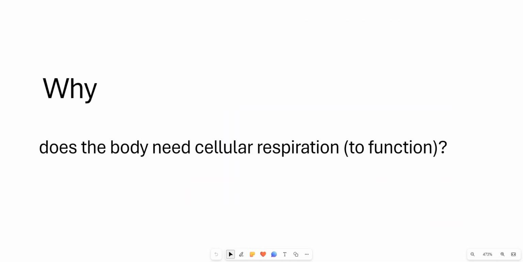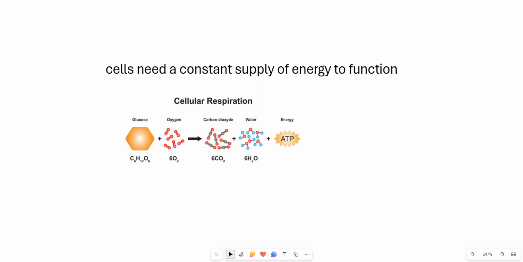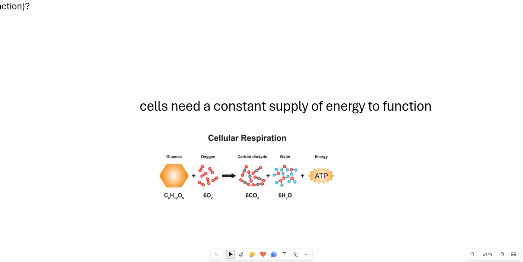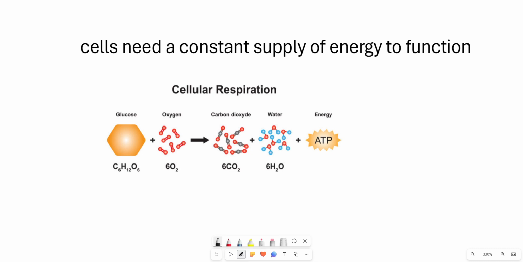Now, it's important to be able to explain why. Why does this occur? Why is this necessary? Why is it important? Well, cells need a constant supply of energy to function. Without that energy in the form of ATP, cells simply cannot carry out the processes that they need in order for our body to thrive and function in an everyday world.